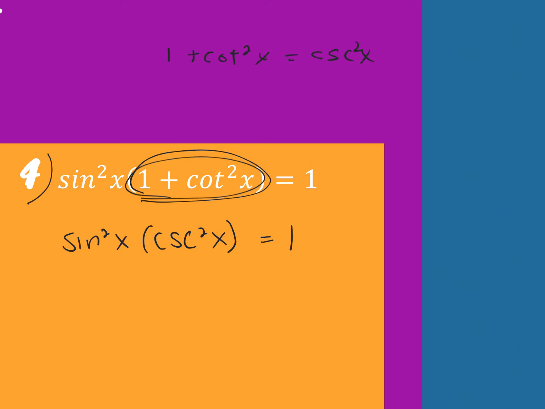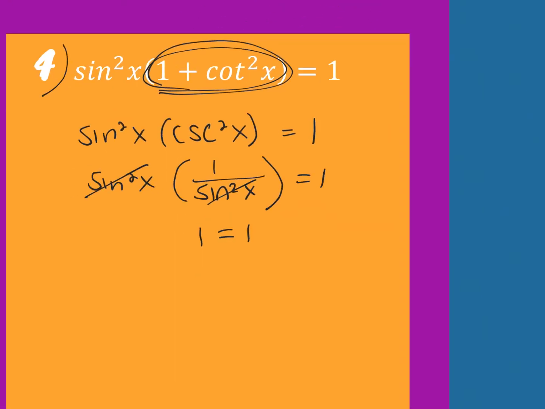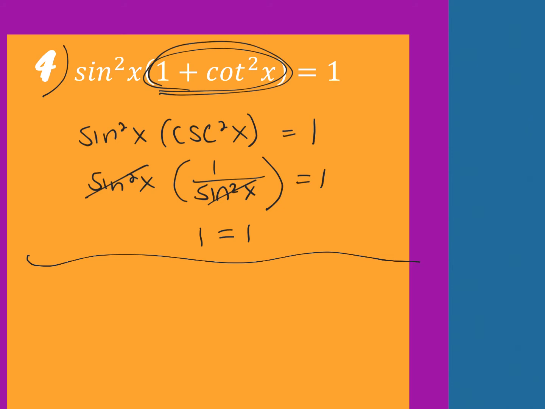Ethan Mirabal, how can I rewrite cosecant squared? 1 over sine squared. Good. Giovanni, what can I do with that? You can cancel out the sines. Good. And I get 1 equals 1. Anybody do it differently? No? Anybody from home distribute? So I'll show you that way because sometimes people do that. Distribute the sine squared.